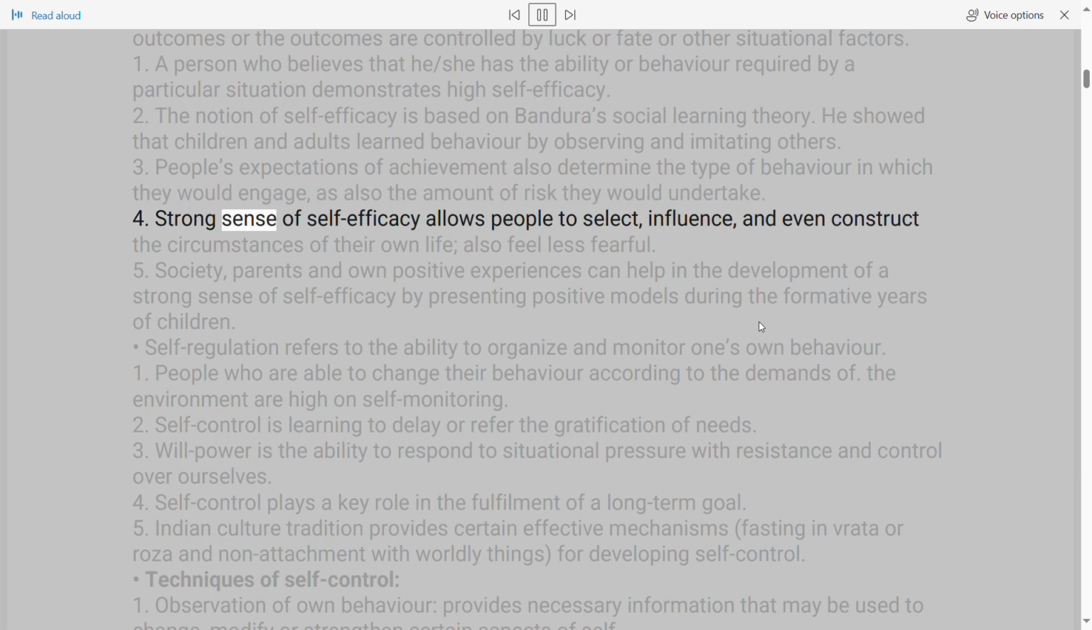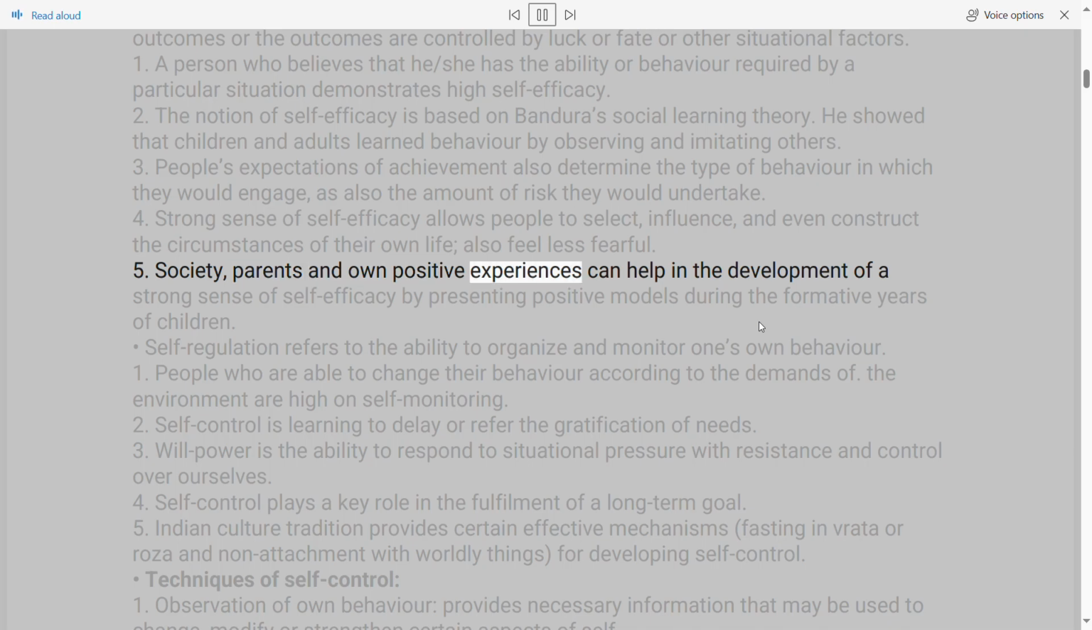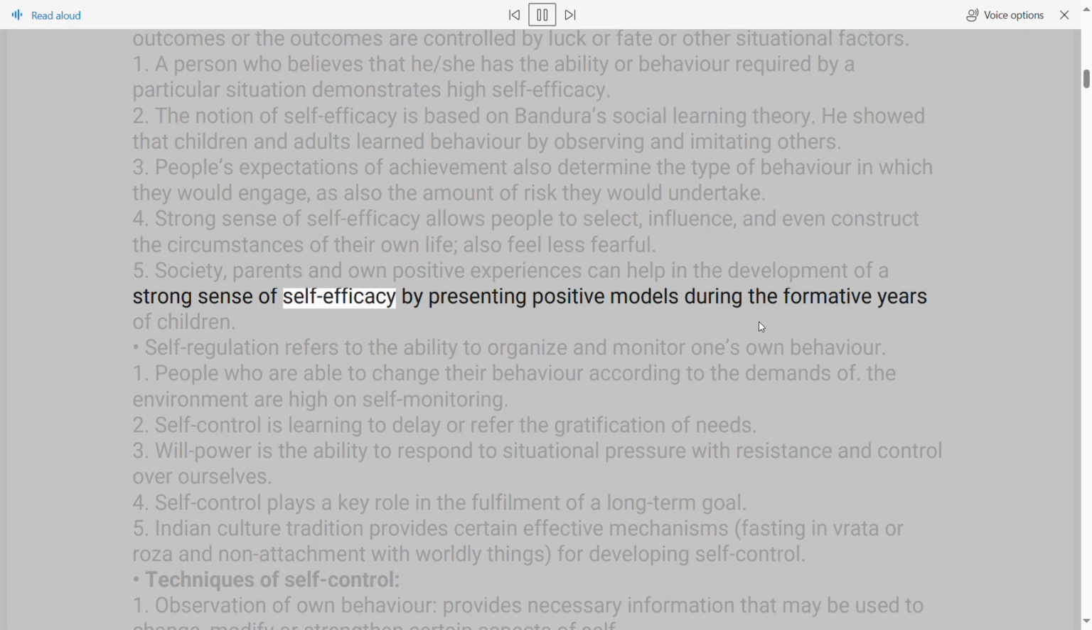4. A strong sense of self-efficacy allows people to select, influence, and even construct the circumstances of their own life, and also feel less fearful. 5. Society, parents and own positive experiences can help in the development of a strong sense of self-efficacy by presenting positive models during the formative years of children.